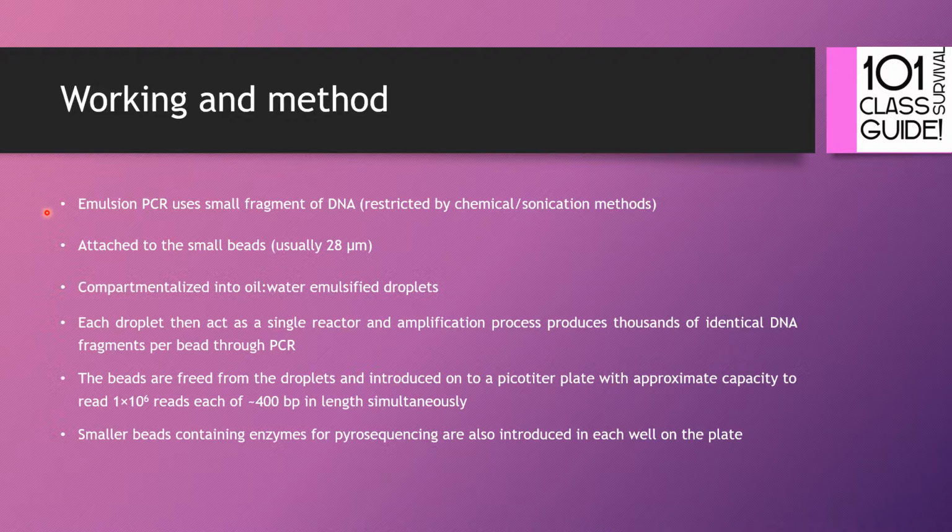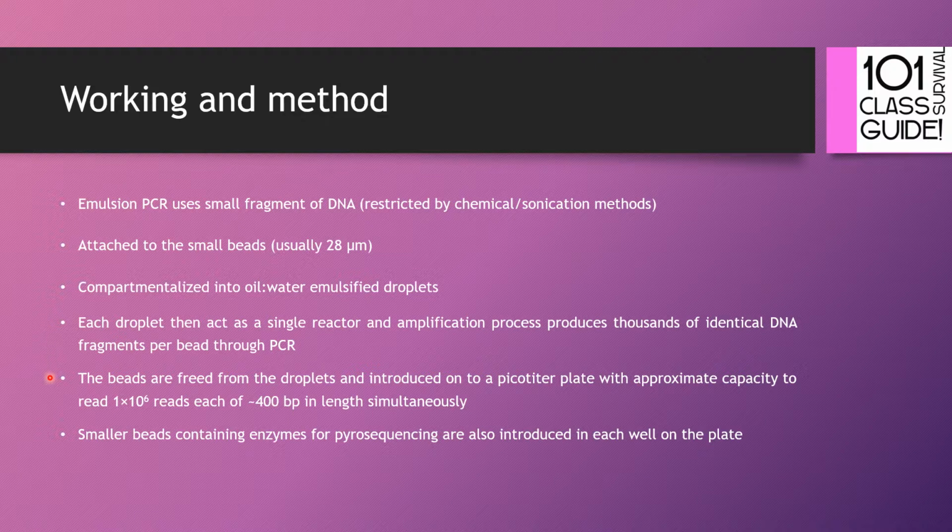Emulsion PCR uses small fragments of DNA, which are either fragmented by chemical means or sonication or any other method. They are then attached to small beads with the help of flanking regions A and B. I'll be discussing those in the next diagram. The small beads are then compartmentalized into oil-water emulsified droplets, in which they perform the massively parallel sequencing. Each droplet then acts as a single reactor. Inside a single oil-water emulsified droplet, a single reaction occurs. An amplification process produces thousands of identical DNA fragments per bead through the PCR.